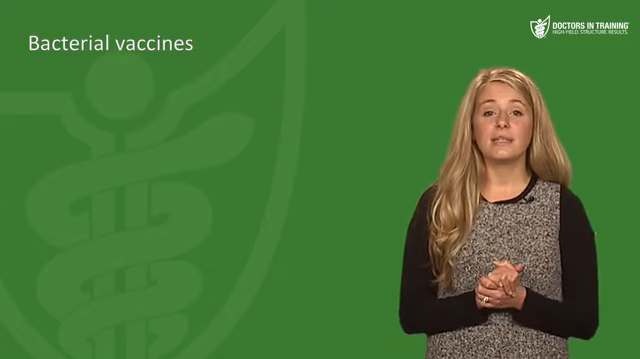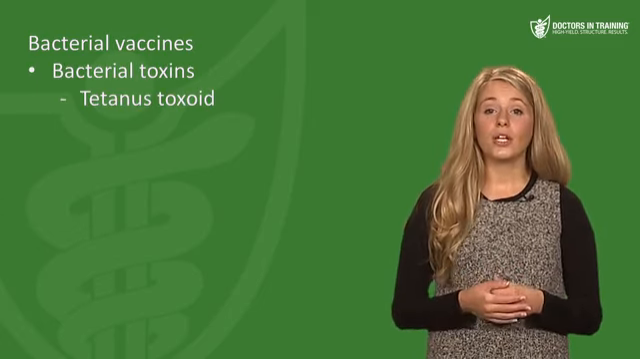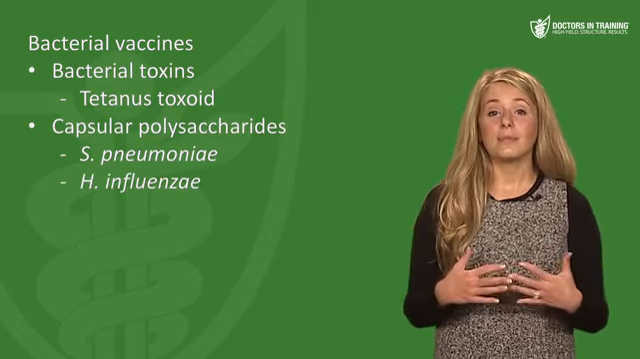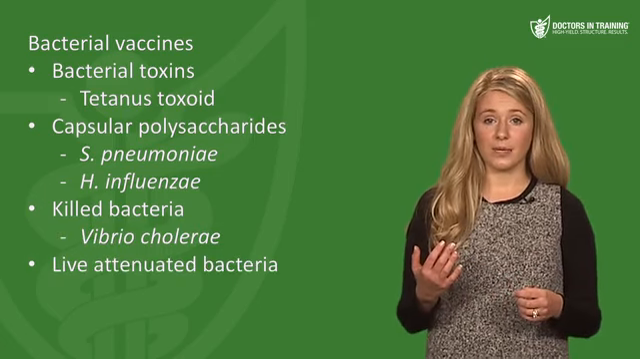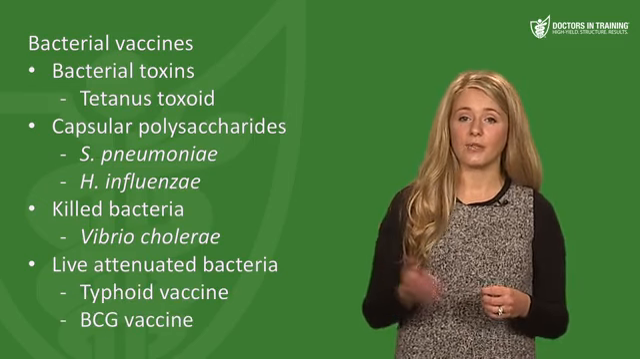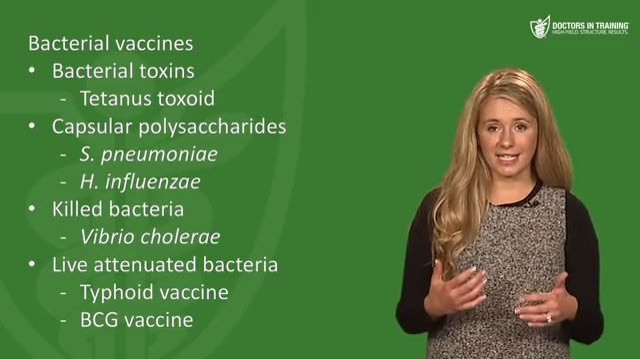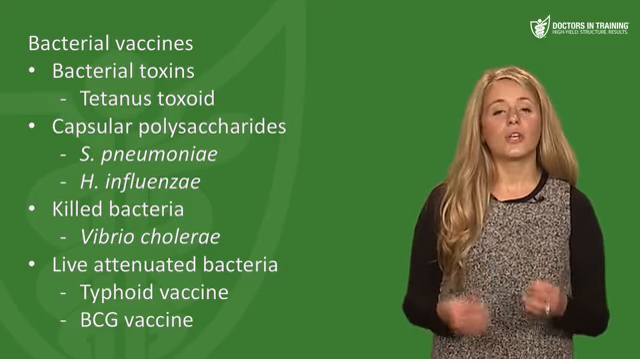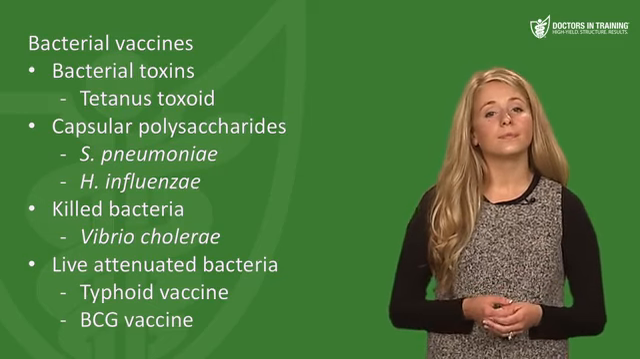Bacterial vaccines tend to be either vaccines against the bacterial toxins, like the tetanus toxoid, or the polysaccharides on the capsule of strep pneumo or H. flu. Or sometimes we actually give killed bacteria, like Vibrio cholera, or other attenuated bacteria like the typhoid vaccine or the BCG vaccine against tuberculosis. But in all of those cases, because the bacteria aren't actually infecting individual cells, there won't be a cellular cytotoxic T cell response. So bacterial vaccines are generally going to induce a humoral B cell response.